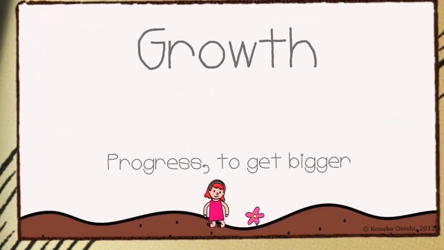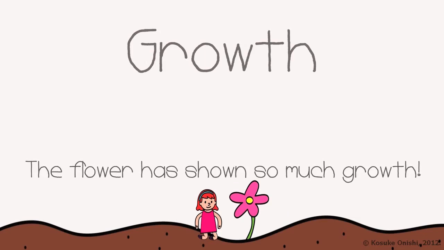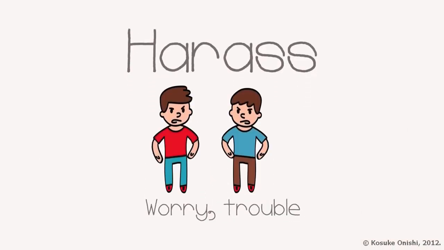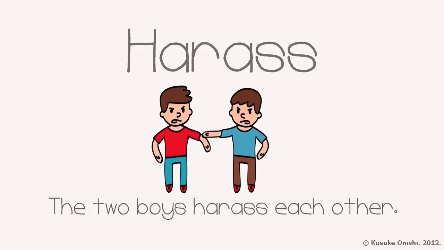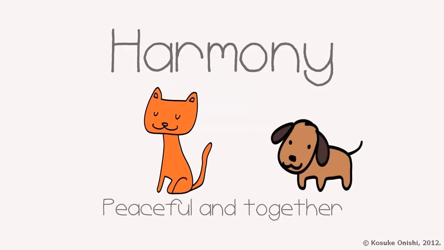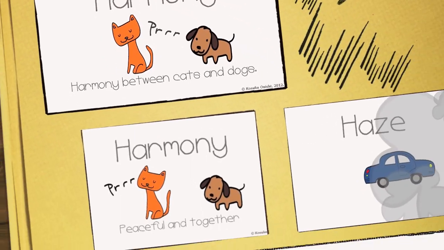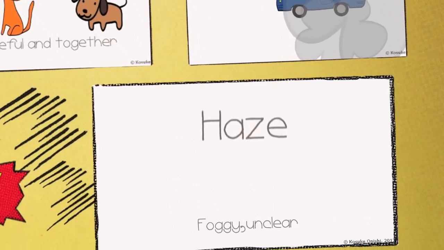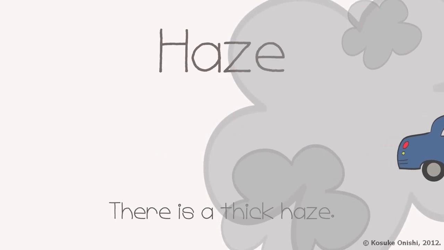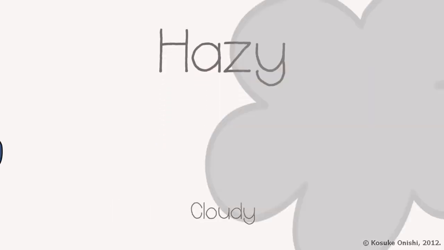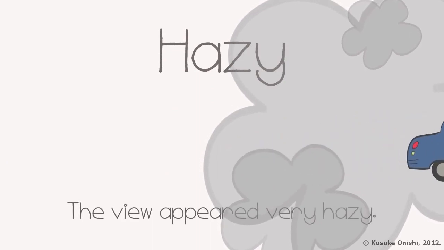Growth, progress, to get bigger. The flower has shown much growth. Harass, worry, trouble. The two boys harass each other. Harmony, peaceful and together. Harmony between cats and dogs. Haze, foggy, unclear. There is a thick haze. Hazy, cloudy. The view appeared very hazy.